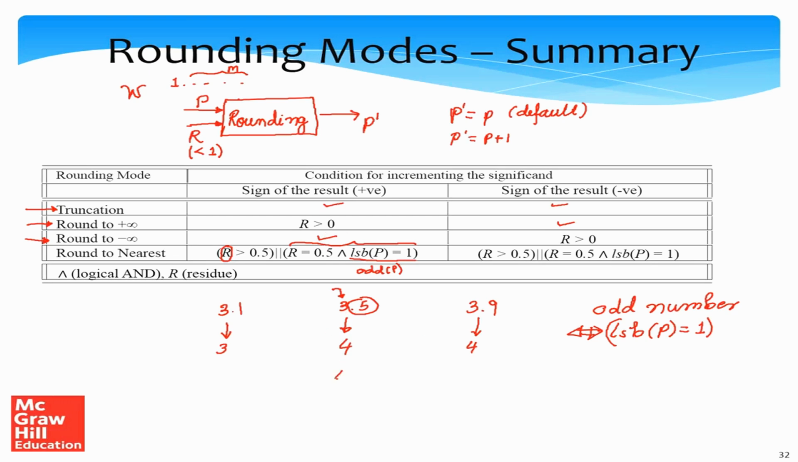If I would have rather considered 4.5, then the first sub-condition would have been true, that the residue is 0.5. However, the significand p would not have been odd, so this condition would have evaluated to false. Hence, we would not have rounded it; we would rather have truncated it, and the answer would have been 4. So this is the case when the sign of the result is positive. Let us now see what happens when the sign of the result is negative.